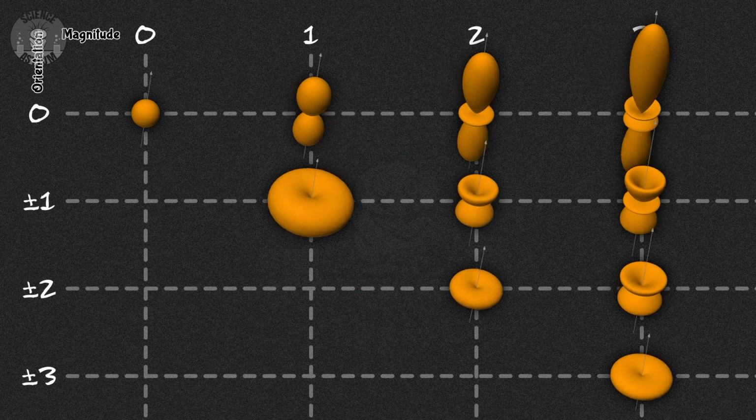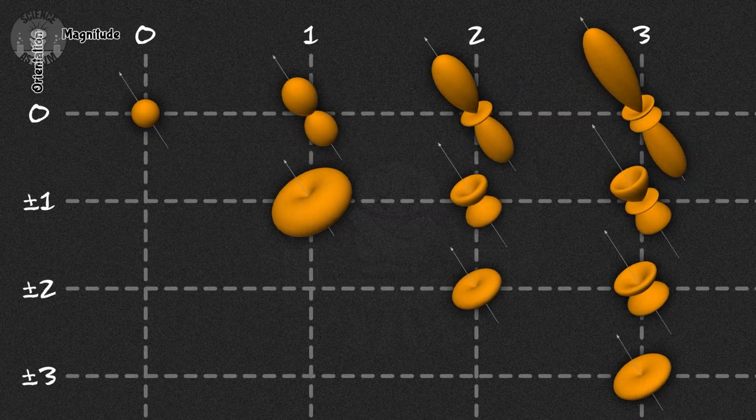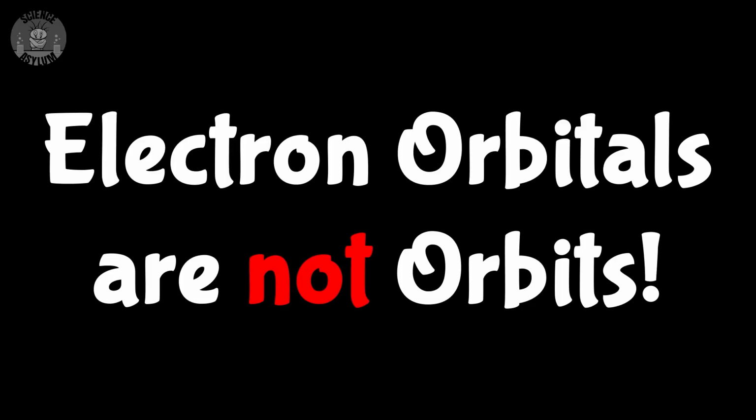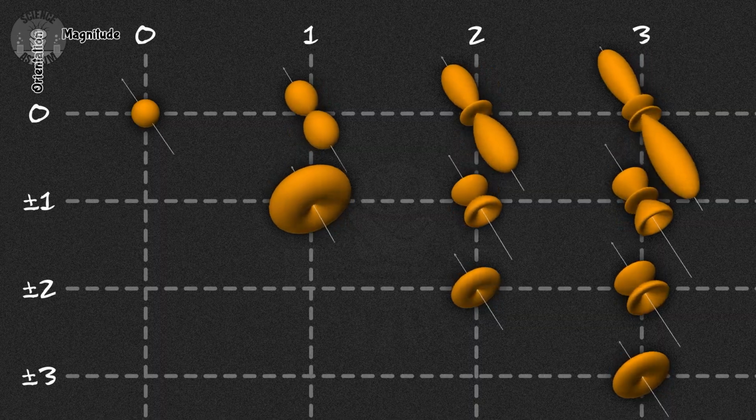Each one of these shapes goes with a specific angular momentum. It's what we call orbital angular momentum, because these are orbitals, not orbits. The axis they're lined up with is the direction we're measuring the momentum along. Because this is quantum mechanics, we're only allowed to measure along one axis at a time. That's kind of limited, isn't it? Yeah, but it's actually enough.